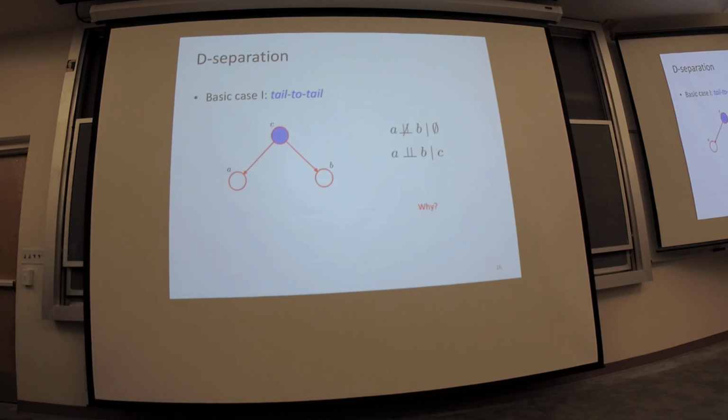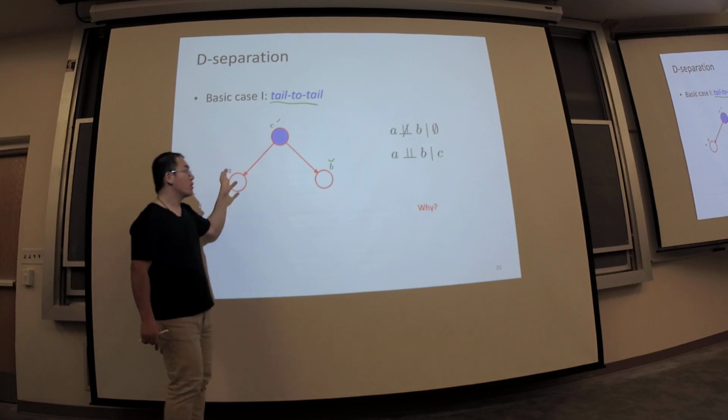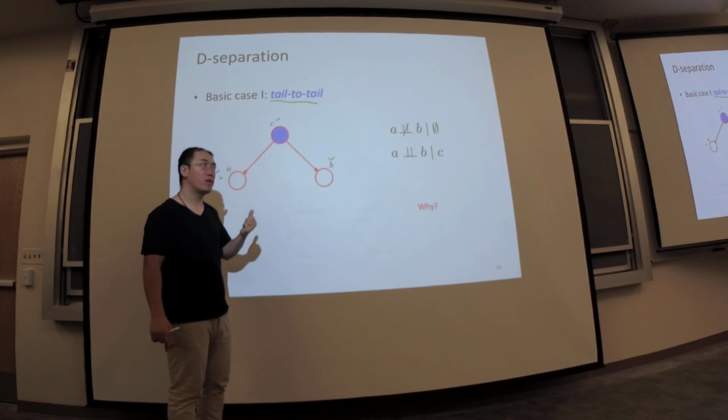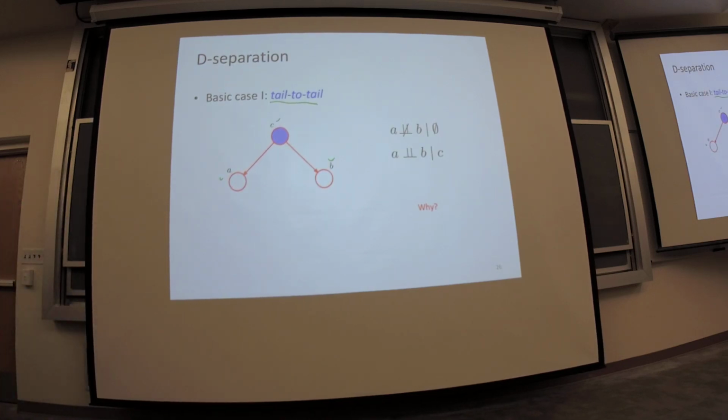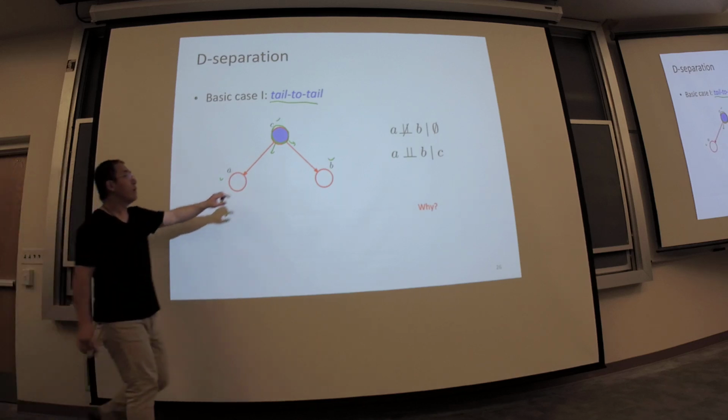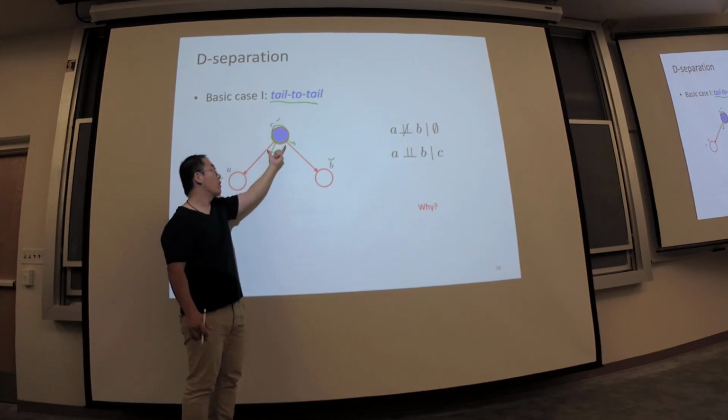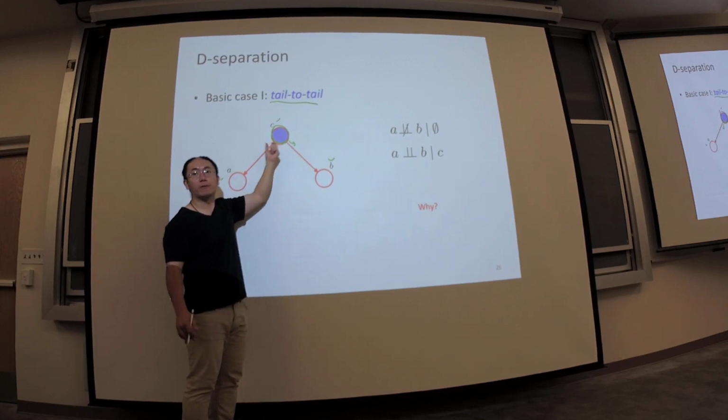So the first basic structure is called tail-to-tail. Again, we consider A, B, and C. A, B, and C here are just three variables. It's not three sets of variables, just three variables. And why is it called tail-to-tail? Because we look at where the edges meet at this node that is conditioned on. You see, both edges start off from the conditioned node C. So they are tails. This is called tail-to-tail.